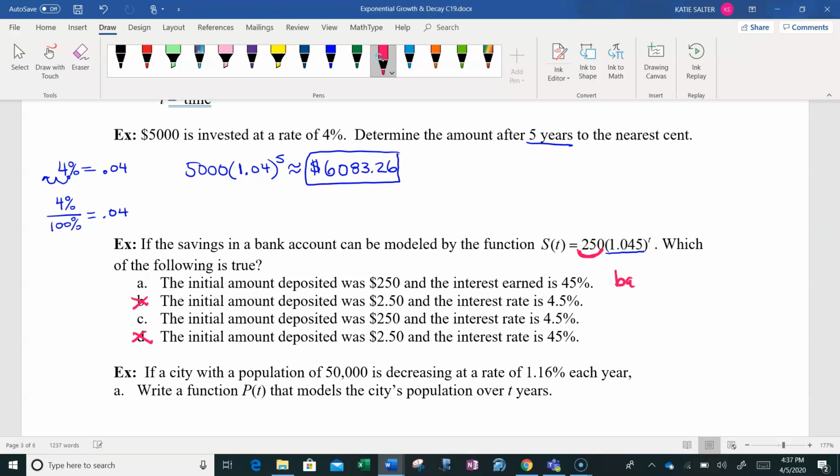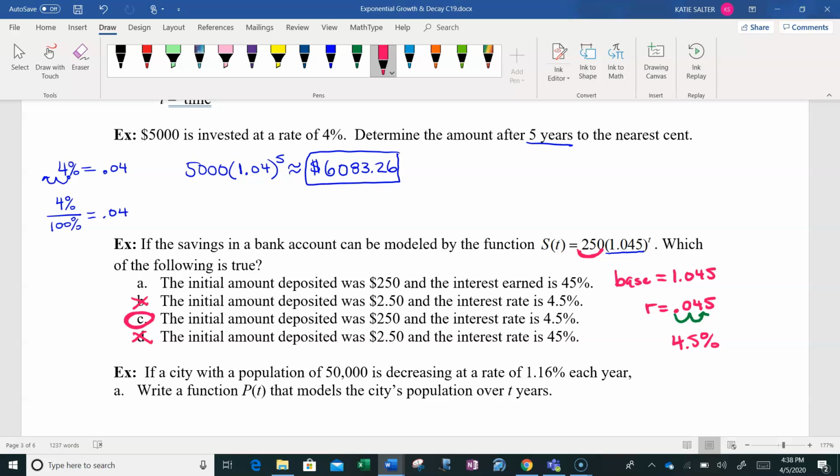All right, then we have to look at this. If our base is equal to 1.045, then just the R part was 0.045. To change that back to a percentage, you do the opposite of what we did before. You would move that decimal now 2 places to the right instead of 2 places to the left. So that means that would be 4.5%. Or you can always just change it back by multiplying by 100. When we change from a percent to a decimal, we divide by 100. So to get it back, you would multiply by 100. So we can see that the correct answer here would be answer choice C. The initial amount was $250 and the interest rate is 4.5%.